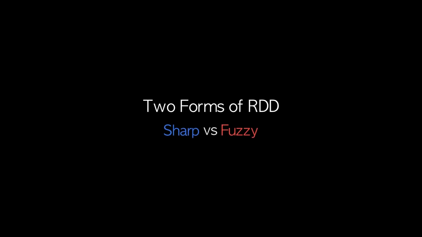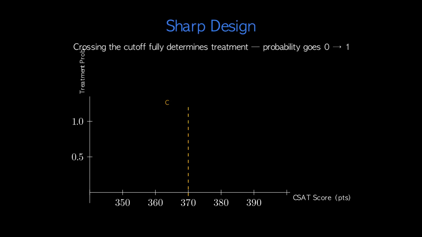RDD comes in two main forms, sharp RDD and fuzzy RDD. Sharp RDD is the case where treatment is fully determined by crossing the cutoff. For example, if every student who scores 370 or above is guaranteed a scholarship, that's sharp RDD. The graph shows treatment being perfectly determined at the 370-point cutoff.